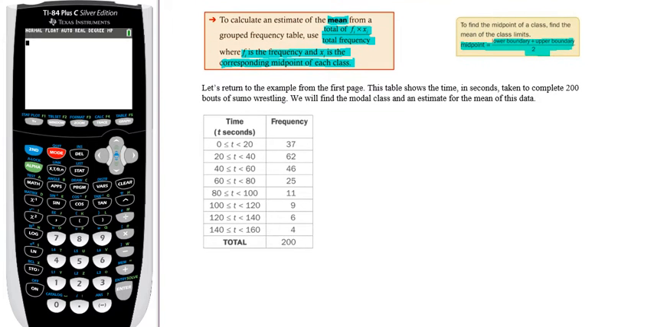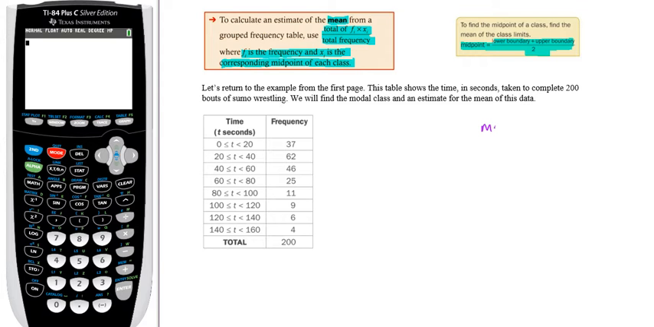Here's an example where we have the time in seconds that it takes to complete 200 bouts of sumo wrestling. So 200 individual bouts that are timed, and here's a table showing the time intervals and the frequency, so how many bouts fell into each of those time intervals. So we'll find the modal class and an estimate for the mean.